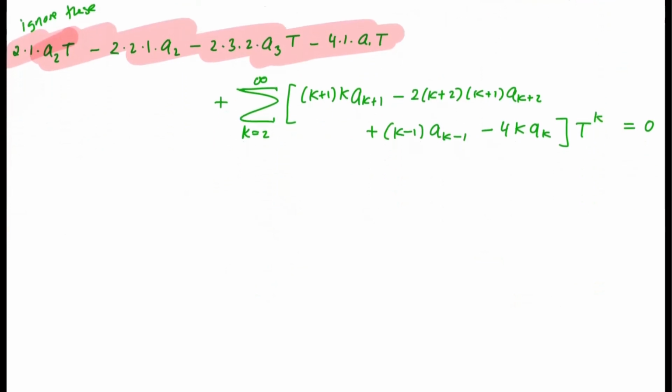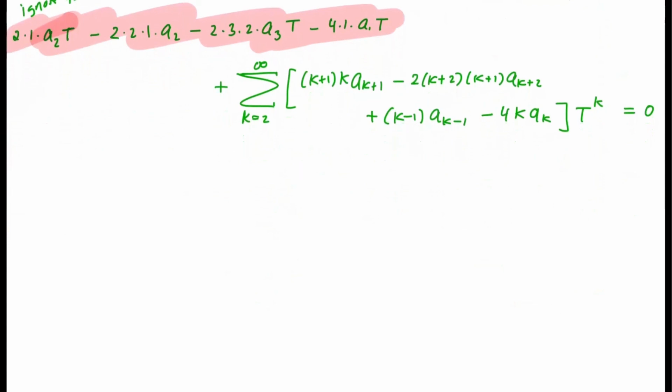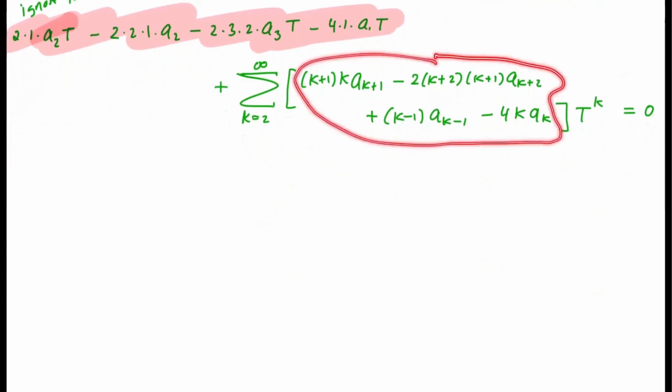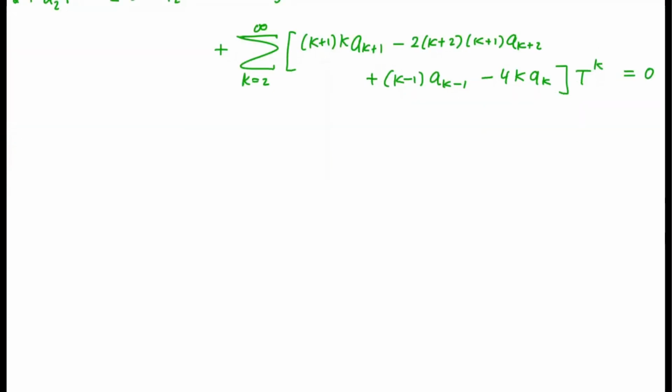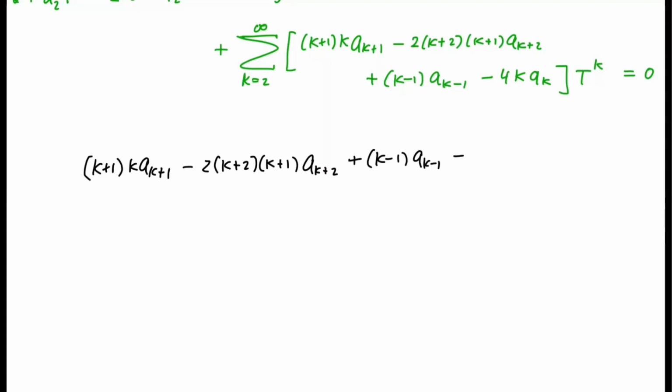Okay, so I'm going to go ahead and start with my coefficient right here of t to the k. I'm going to set this equal to 0. So you'll have k plus 1 times k times a sub k plus 1 minus 2 times k plus 2 times k plus 1 times a sub k plus 2 plus k minus 1 times a sub k minus 1 minus 4 times k times a sub k equals 0. So this is how you're going to get your coefficients. To do this, we're going to solve for the highest subscript, which is this one.